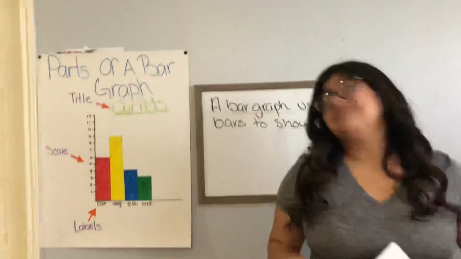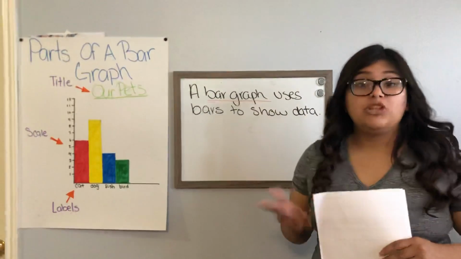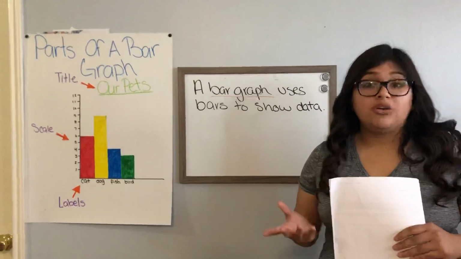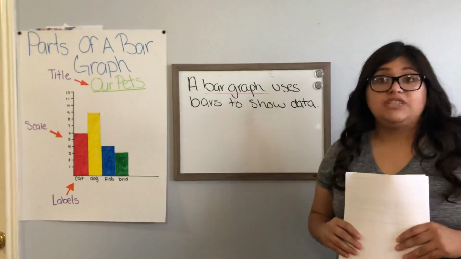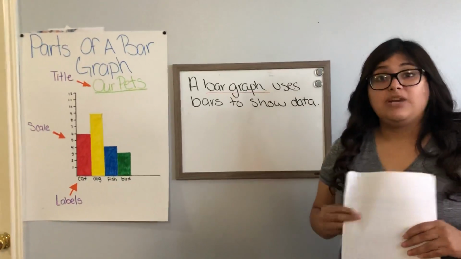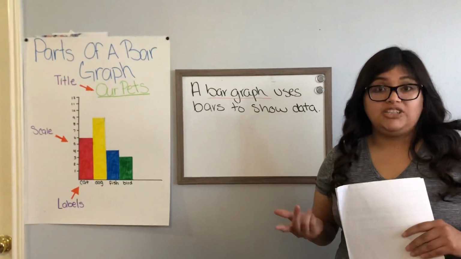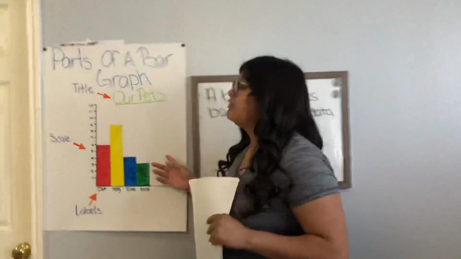So what is a bar graph? A bar graph uses bars to show data. When do we use a bar graph? Well, we use bar graphs to compare things between different groups or track change over time. So right next to the whiteboard, I decided to create a display, or an example, of a bar graph to guide you.